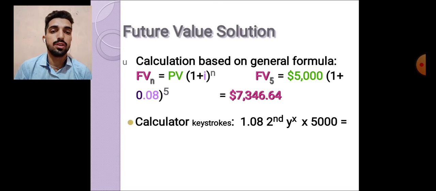Future value situation. Calculation based on the formula: FV is equal to PV times (1 plus i) to the power n. FV5 is equal to 5,000 times (1 plus 0.08) to the power 5, equal to 7346.64. Calculator keystrokes: 1.08, second y to the x, 5, multiply by 5,000.